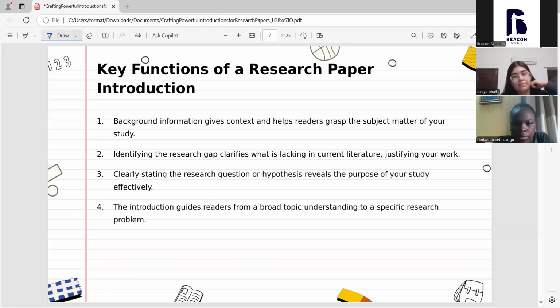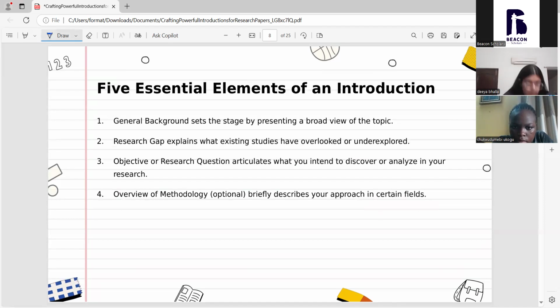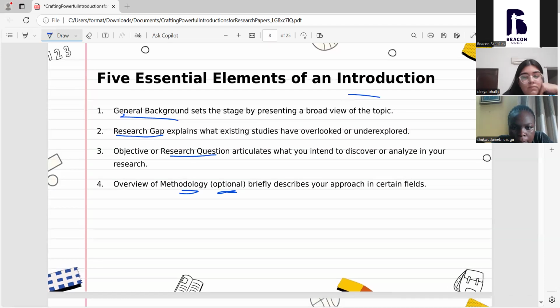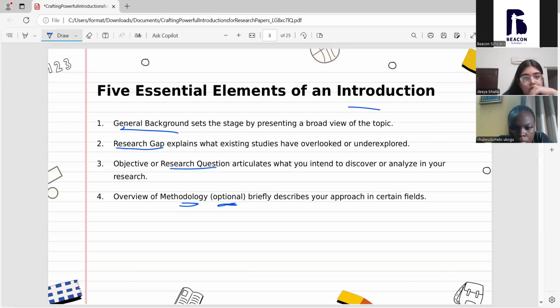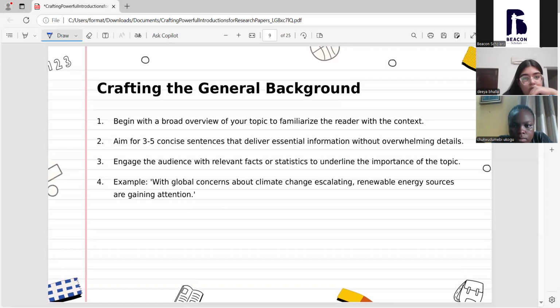So the next part, this is the five essential elements, as I said: the general background, research gap, the objective or the research question, methodology, which is optional, and the significance of the study. You can say a summary for the introduction or something like that. Let's dive into the first component, which is the general background.